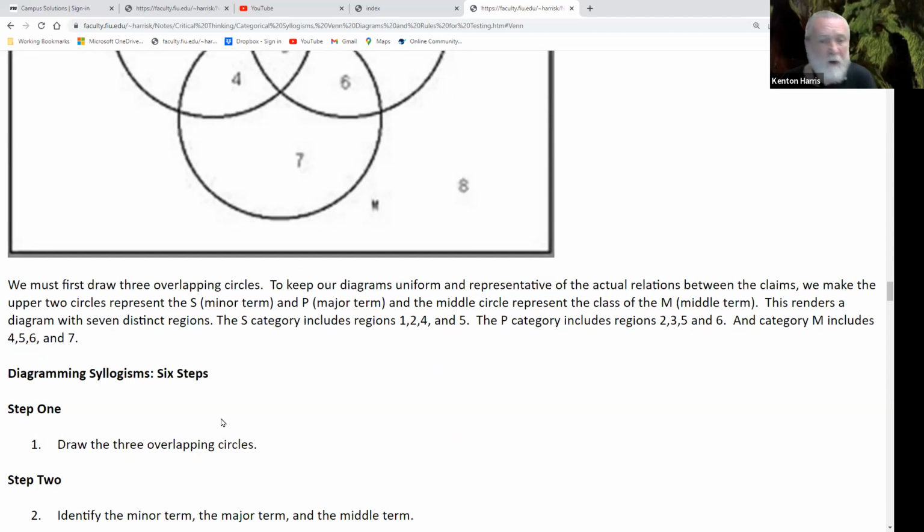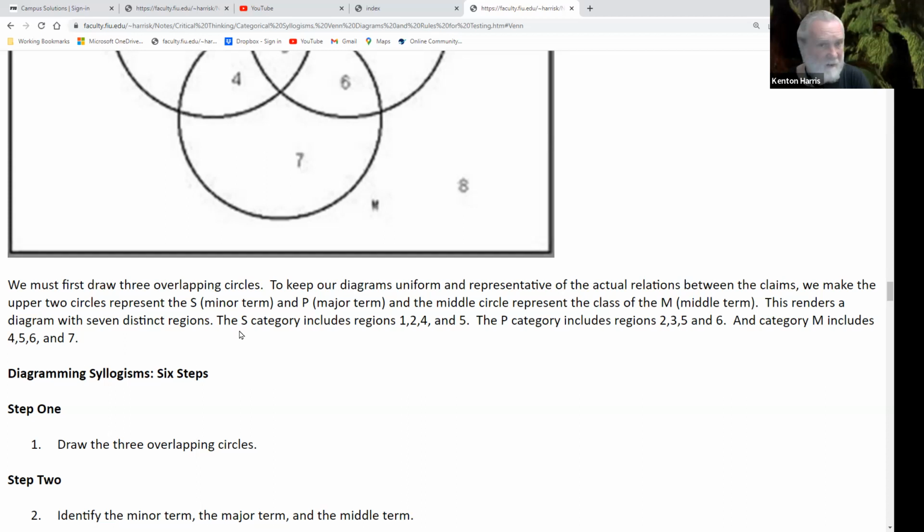So we must first draw 3 overlapping circles to keep our diagrams uniform and representative of the actual relationships between the claims. The 2 upper circles represent the minor term and the major term, and then the middle circle represents the middle term.